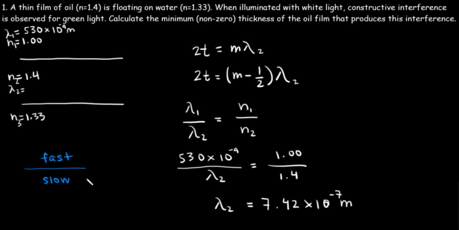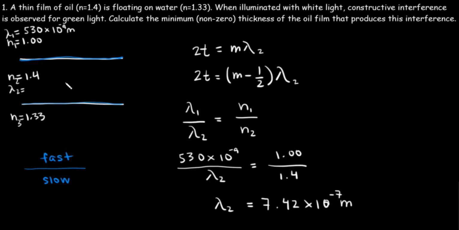But the confusing part is that we don't really know which one's faster or slower. If you don't know, you can look at the index of refraction. If the index of refraction is bigger, that means it's slower. Okay, so we have to do this twice, once for this, and then once for this.